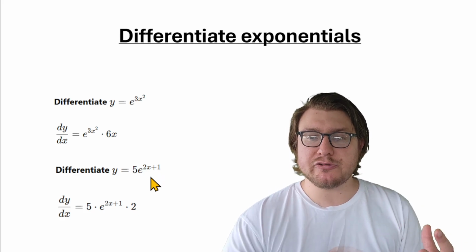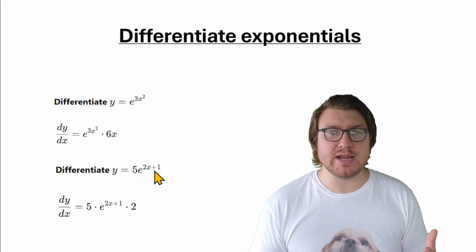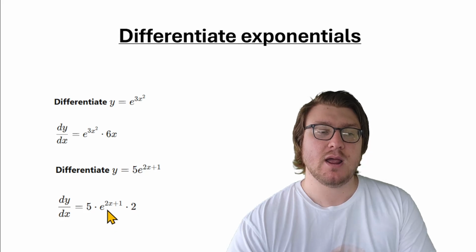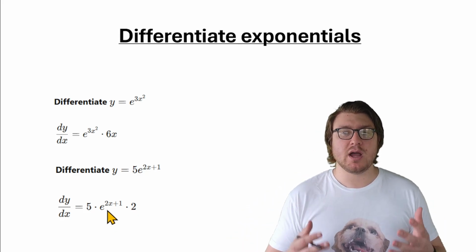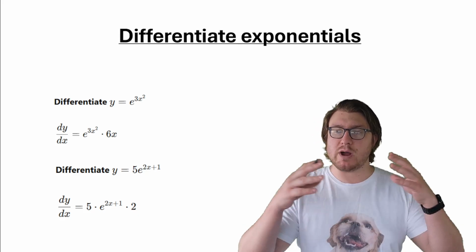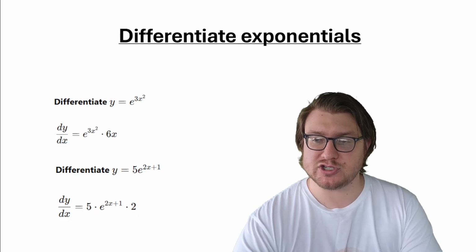Well, how do we differentiate e to the x? It's very easy. You copy the whole thing. Well, that was easy. But now we just remember the chain rule, which means we multiply by the derivative of whatever we have in the inside function.